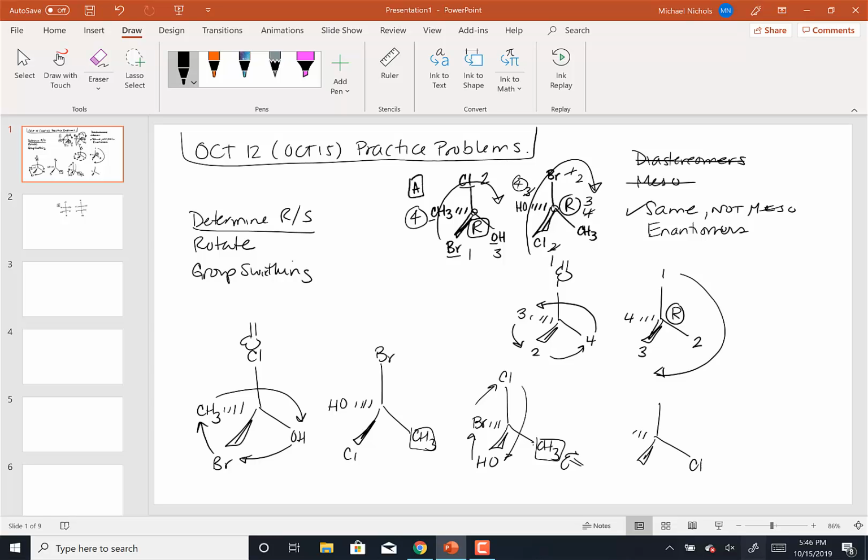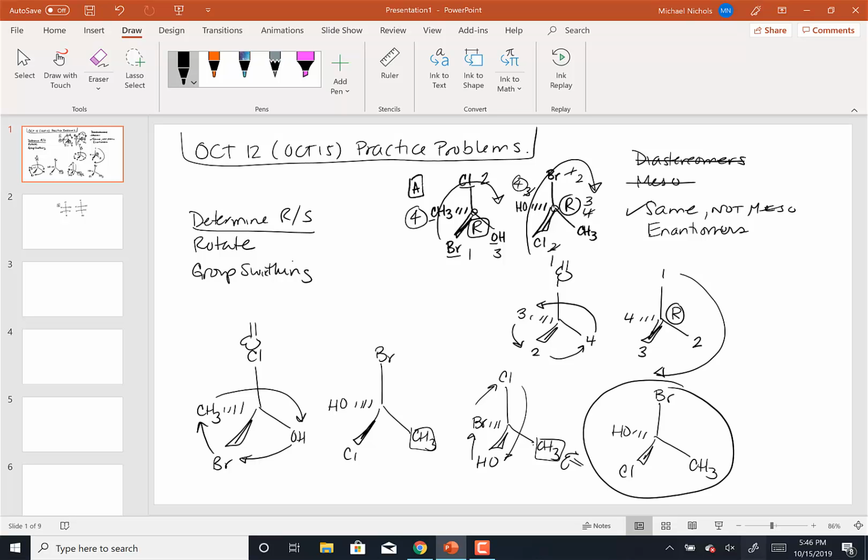Now I've got my CH3 here. My bromine comes to the top. My chlorine goes where the OH goes, to the OH position. So that's now chlorine, and my OH position goes to the back.